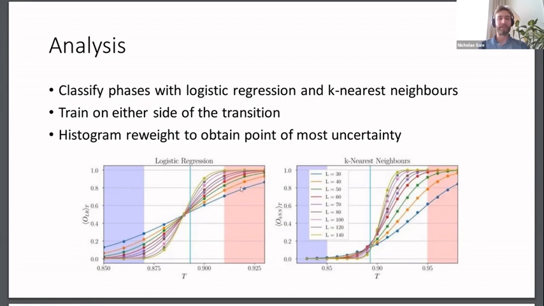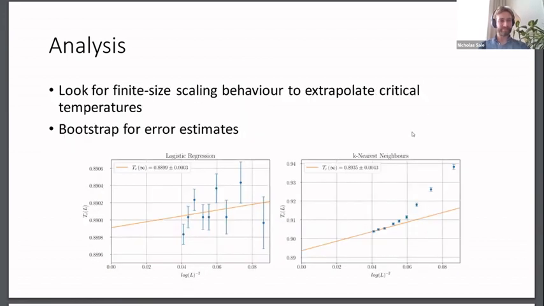And then using histogram reweighting, we extract a curve across the middle to obtain our phase indicator. And then we repeat this for several different lattice sizes and try and look for some finite size scaling behavior. And in fact, we find it pretty well for the k-nearest neighbors approach. We get this great asymptotic convergence onto the correct finite size scaling behavior. The rightmost points are quite small for this problem. They're 30 by 30. And then the leftmost point is a 140 by 140 lattice.